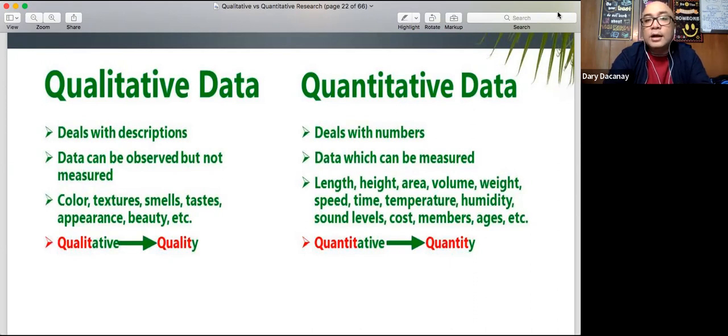And quantitative data deals with numbers, data which can be measured, the length, height, area, volume, weight, speed, time, temperature, humidity, sound levels, cost, members, ages, etc. Quantitative, quantity. Okay?